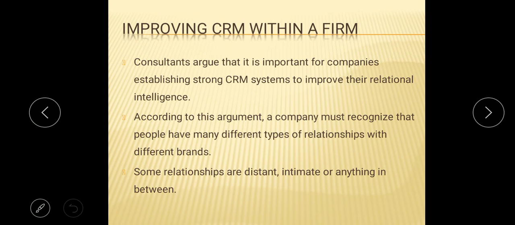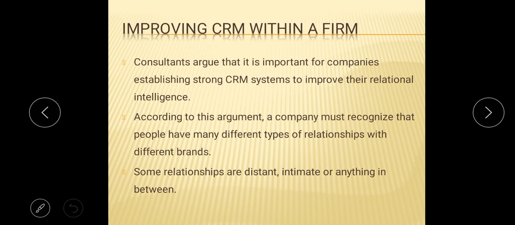Now, how to improve CRM within a firm. If we look into this, we can see consultants argue that it is important for companies to establish a strong CRM system to improve their relational intelligence. According to this argument, a company must recognize that people have many different types of relationships with different brands. One research study analyzed relationships between consumers in China, Germany, Spain, and the United States with over 200 brands in 11 industries, including airlines, cars, and media.